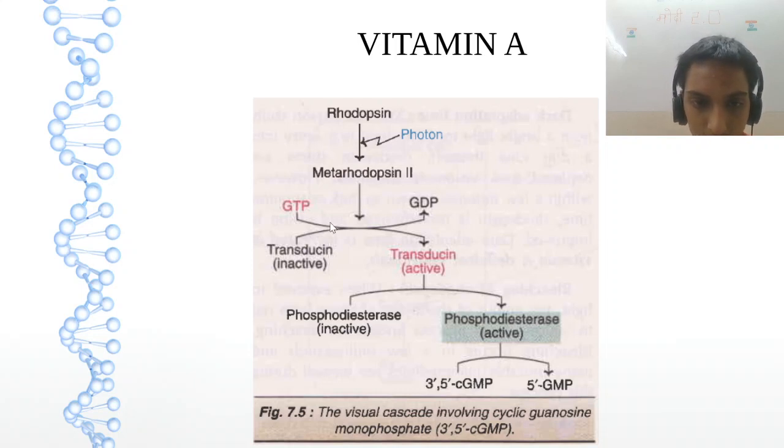Okay. So now this will activate the transducin by dephosphorylation, that is GTP to GDP. Okay. Now transducin activates phosphodiesterase, then phosphodiesterase converts 3',5'-cyclic GMP to 5'-GMP. So what will be removed is the 3' and the cyclic bond.